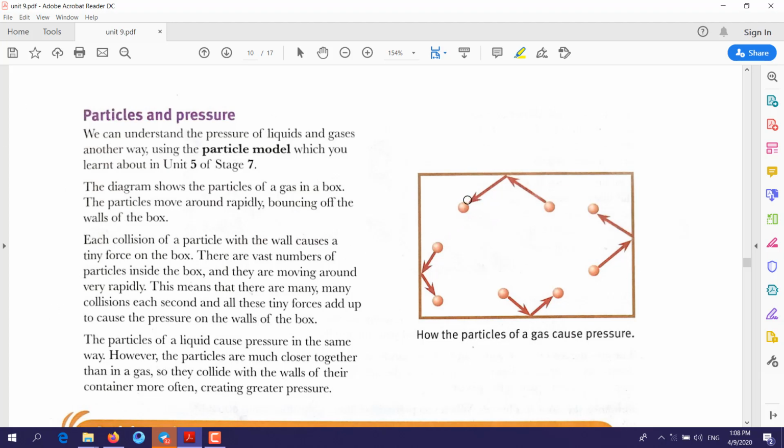It's the air particles moving and hitting the walls of the container. An example is a balloon. The more air particles, the more collisions with the walls of the balloon. More collisions means higher pressure, and at the end what will happen? The balloon will explode.